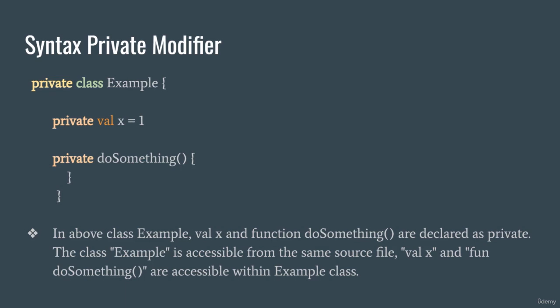So if we now create an object of this class example, we cannot access the variable x and we cannot access the method do something. Okay, so they're really only available within that same class, and this class is only available within that same file. So if we use another file, this class will not be accessible and we cannot create objects of it.